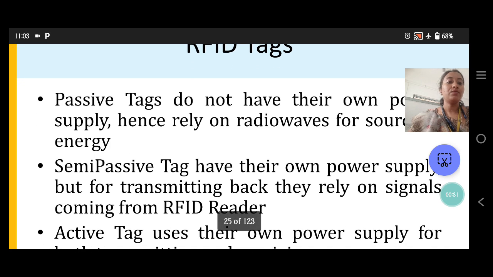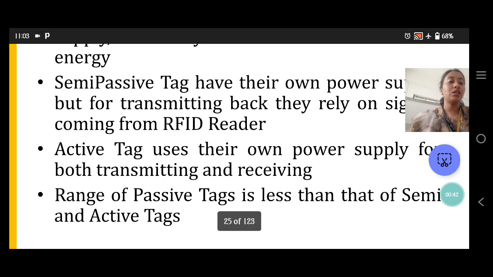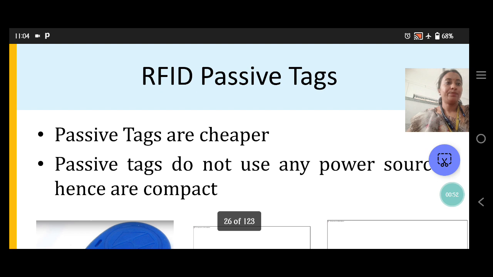Semi-passive tags have their own power supply, but for transmitting back, they rely on signals coming from the RFID reader. Active tags use their own power supply for both transmitting and receiving. The range of passive tags is less than that of semi-passive and active tags.